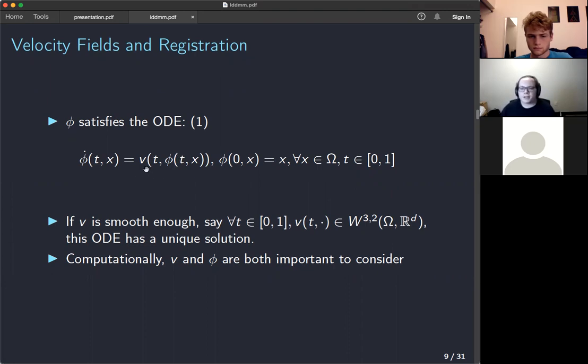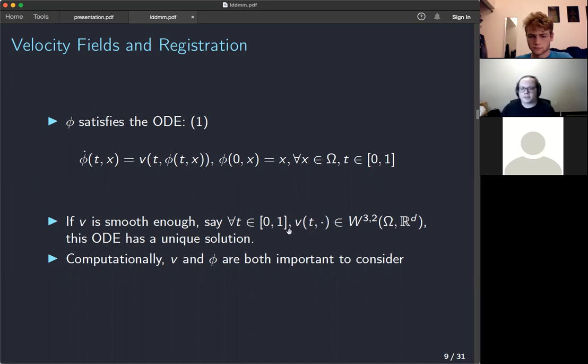We need to put some conditions on V to make this thing have a unique solution. And I think the one that we mentioned in the paper is being in this Sobolev space, which for those unfamiliar means you have 3 derivatives in L2 for each value of time.